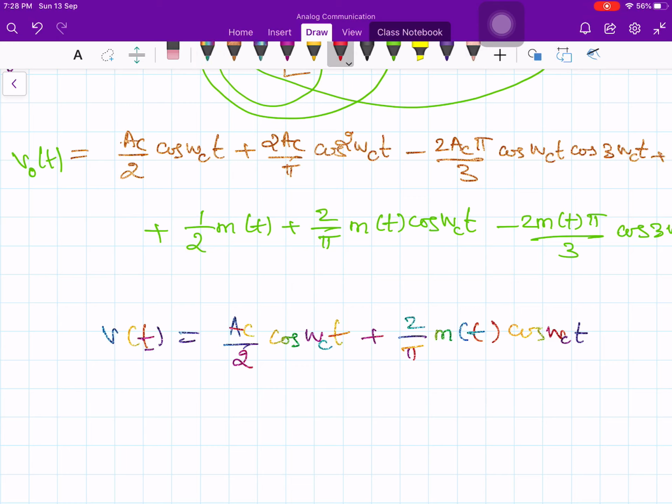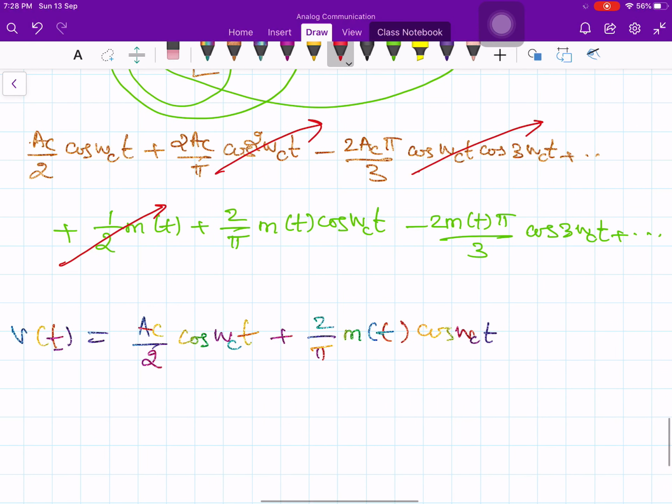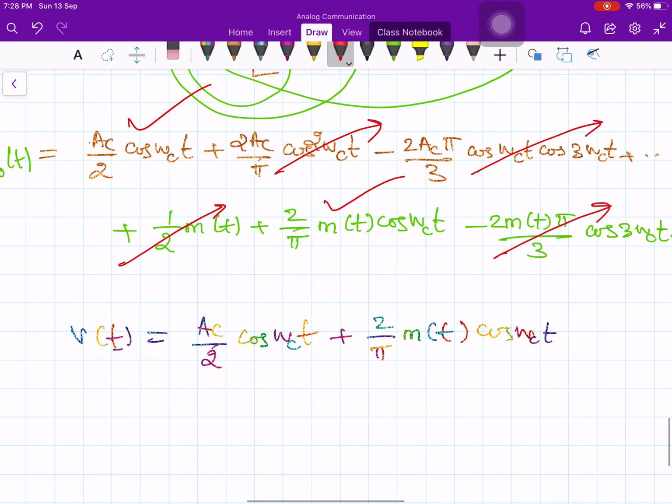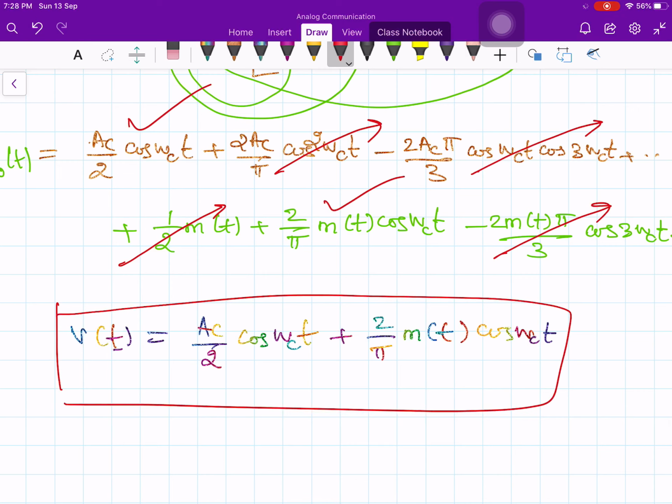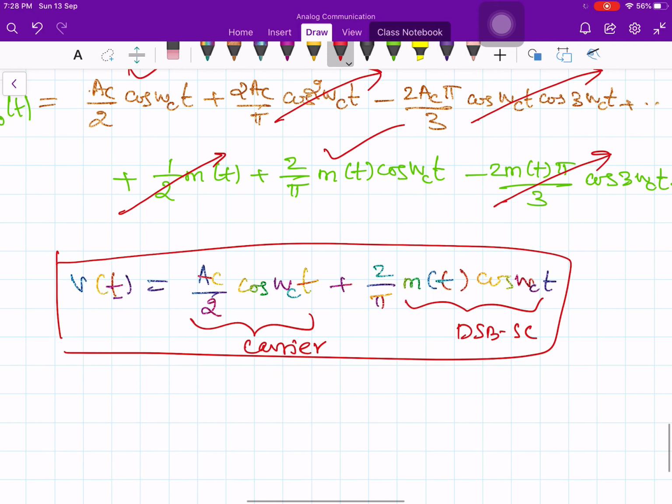See, this cos square term is rejected, then cos 3 omega ct is rejected, this m of t is rejected, and then again this higher frequency component is also rejected. Only this term and this term are allowed through the band pass filter. Therefore, the output of the band pass filter contains the carrier component. What is this cos omega ct? Carrier, and the modulated component, the DSB SC modulated component that you are looking for.